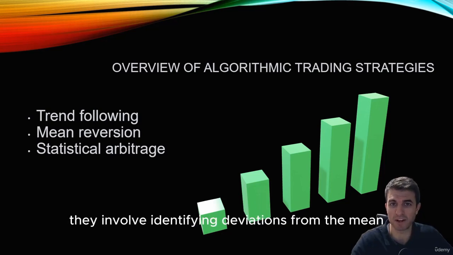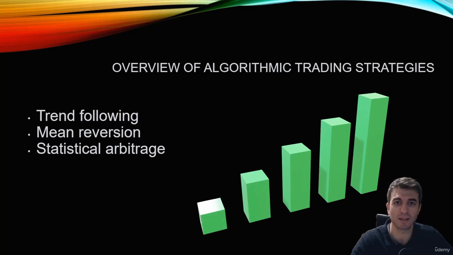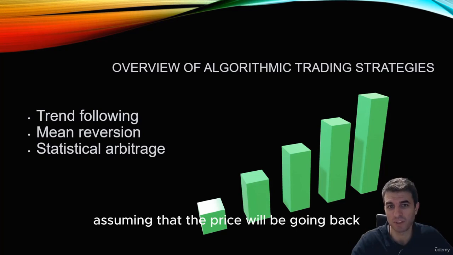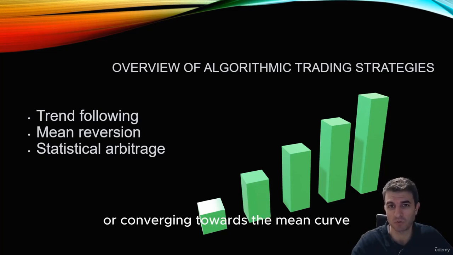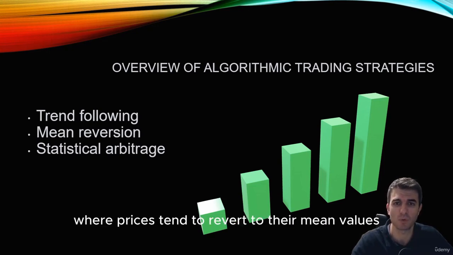Then we have the mean reversion strategies. They involve identifying deviations from the mean or the average price of an asset and taking positions to profit from the price correction, assuming that the price will be converging back towards the mean. So these strategies work well in range-bound markets where prices tend to revert to their mean values.